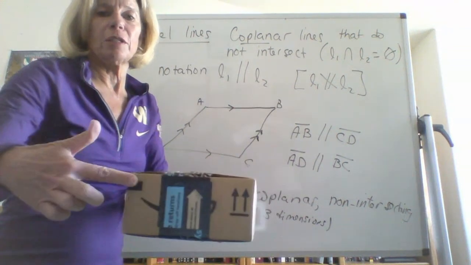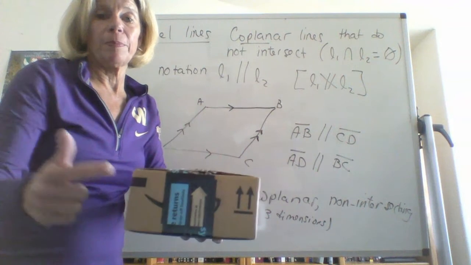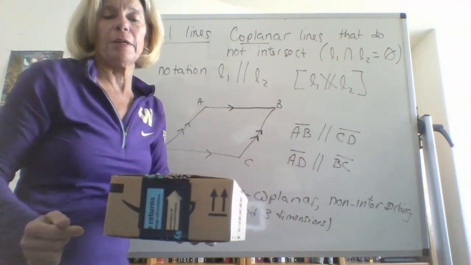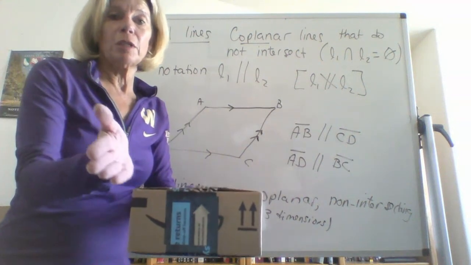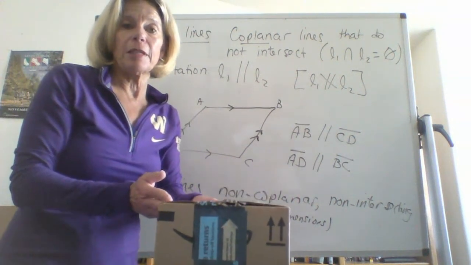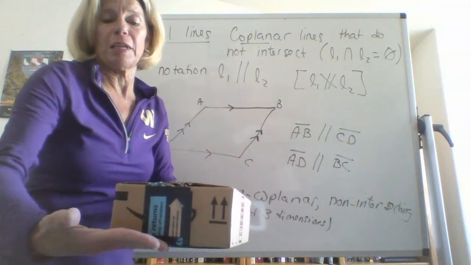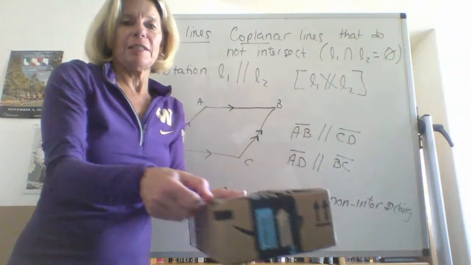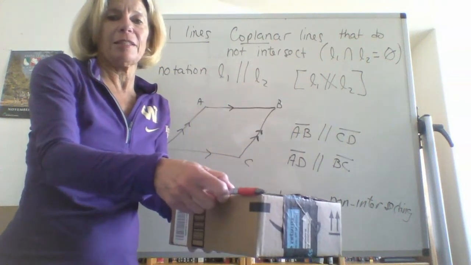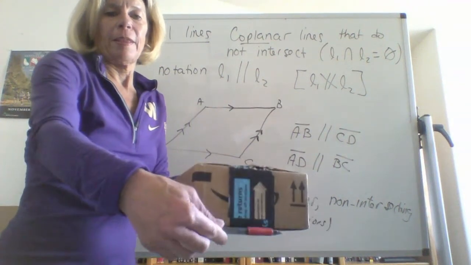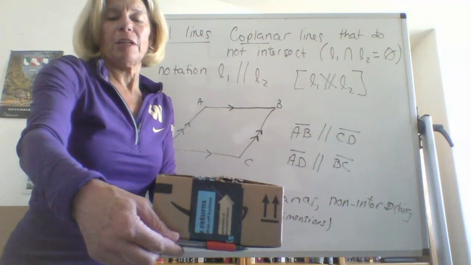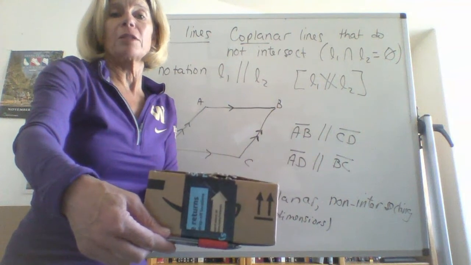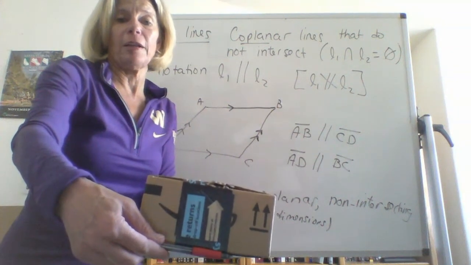These two edges would be parallel. Similarly, those two edges would be parallel. But skew, non-coplanar, means they don't go in the same plane, and non-intersecting. So if I extended this segment out, similarly down here, those two segments or lines would be non-coplanar and non-intersecting.